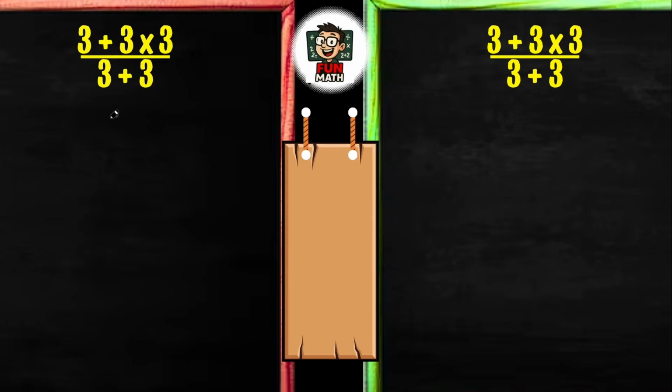Let's take a quick look at our question. First, let's do the addition. 3 plus 3 equals 6. Now let's simplify the 6 numbers.